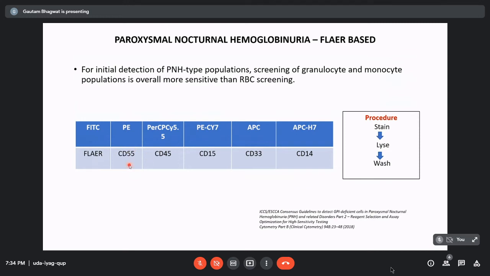CD55 I have already told is the DAF, or the decay accelerating factor, and these two are the PNH markers. The two gating markers we usually use are CD45 and CD15 or CD33. These are the lineage markers also: CD15 for neutrophils, CD33 for monocytes. So CD33 or CD14 for monocytes. CD33 is brightly expressed in the monocytes.